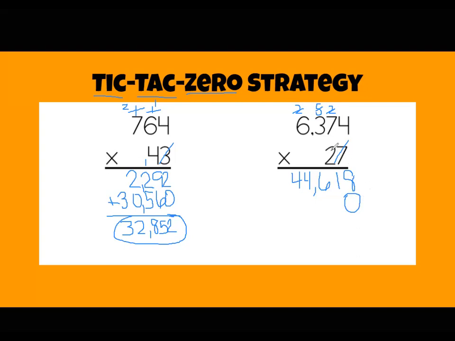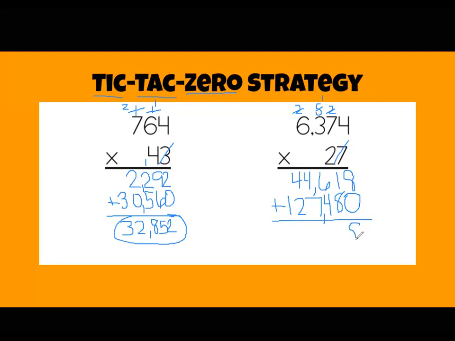2 times 4 is 8. 2 times 7 is 14, so we carry our 1. 2 times 3 is 6, plus 1 is 7, and 2 times 6 is 12. So we now have a row of partial products for when we multiplied by our ones, a row of partial products when we multiplied by our tens, and now we are ready to add.